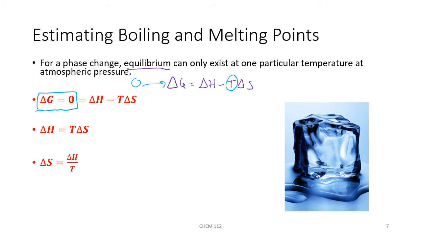And then we can say that T will equal delta H divided by delta S, by dividing both sides by the temperature. And lastly, the temperature can be calculated by taking the enthalpy, or delta H, divided by the entropy, delta S. This will give us an estimate of what that temperature is if we only know the enthalpy and the entropy.